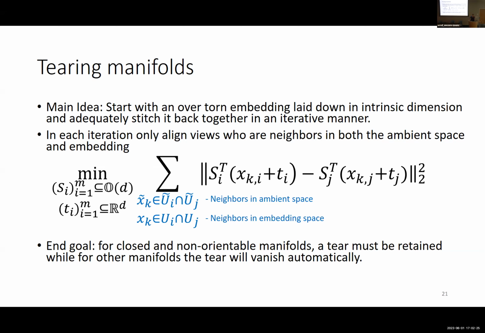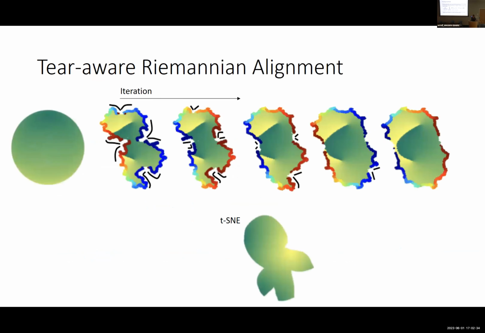So if points aren't neighbors in both, then we won't try to align them, and this is what automatically allows for a tearing of the manifold. So this, for example, is our sphere, and then iteratively we refine the global alignment so that we're able to tear it apart and embed it in 2 dimensions. And then I promised you that we'd be able to tell you if you're on the surface of the Earth or whether it's flat Earth.